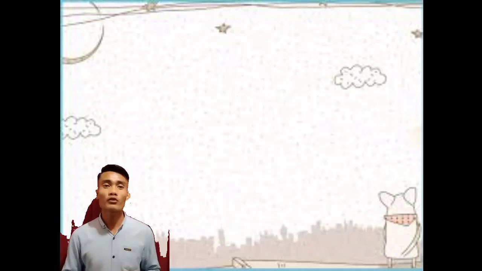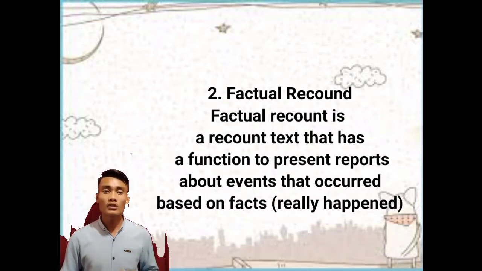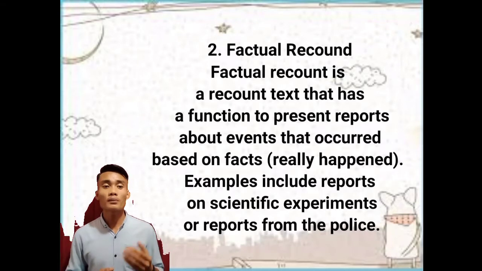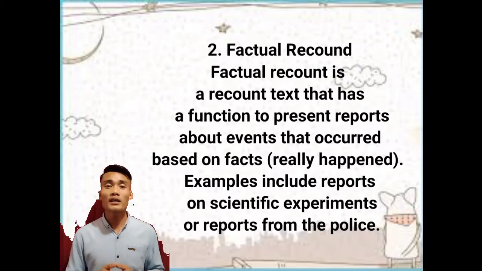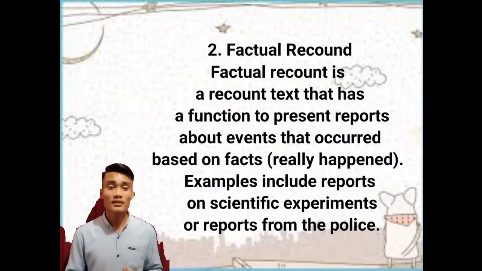The second type of recount text is factual recount. Factual recount is a recount text that has a function to present a report about events that occurred based on fact or really happened. For example, reports on a scientific experiment or reports from the police.